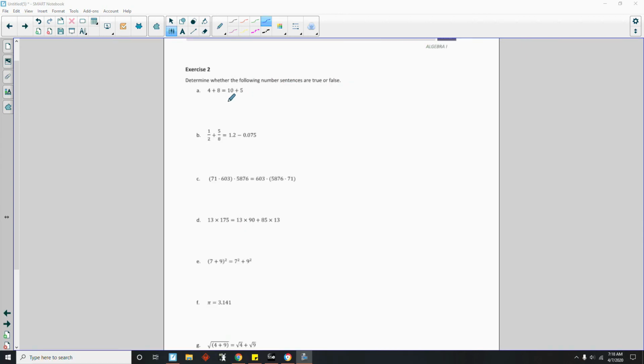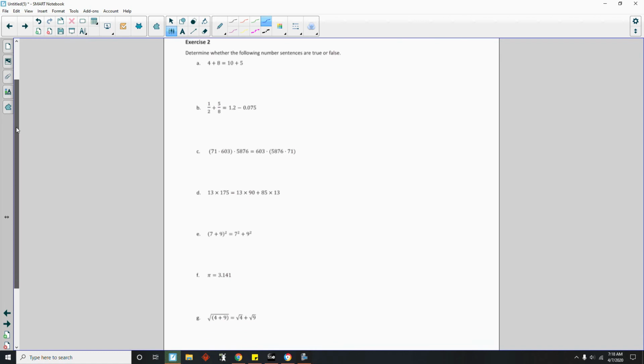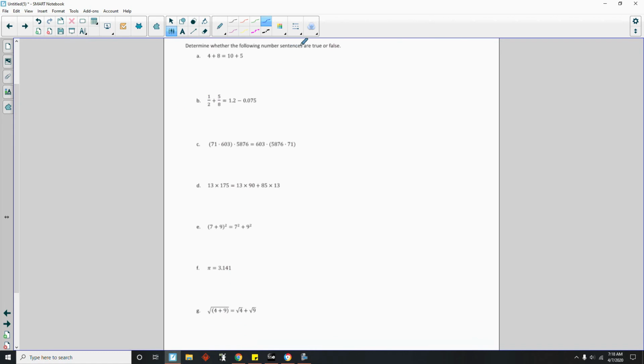Okay, page 2 brings us to exercise 2. Determine whether the following number sentences are true or false. All right, so if we start off with this first one, 4 plus 8 is 12, equals 10 plus 5 is 15. Well, 12 does not equal 15, so that is false. All right, 1 half plus 5 eighths equals 1.2 minus 0.075.